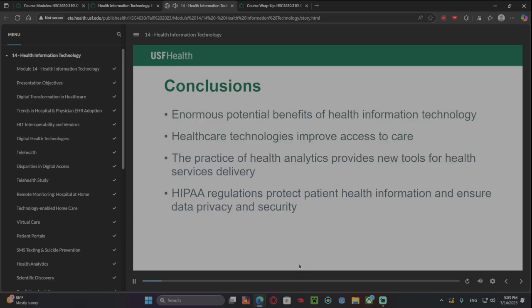In conclusion, there's enormous potential benefit of health information technology, not only to improve access to care, but also in enhancing health analytics to provide new tools for health services delivery. HIPAA, of course, is important for the flow of information between covered entities. Patient information, though, needs to be protected. Privacy and security are paramount, especially with the fines of HIPAA regulations.